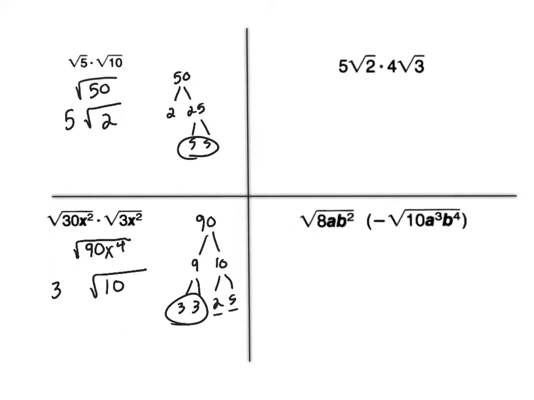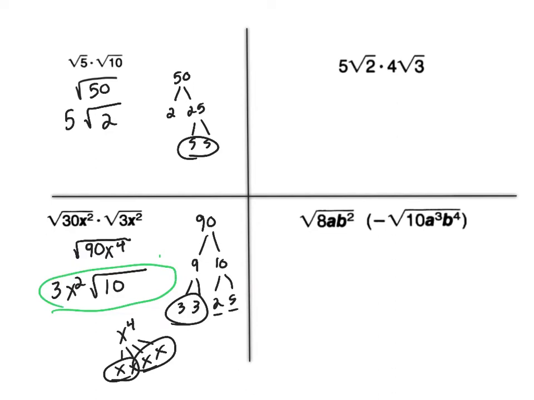Now we have x to the fourth. For the variables, you're doing the exact same thing. You're looking for pairs. How many pairs can I get out of x to the fourth? Well, I know I can get 2 pairs of x's out of x to the fourth, so it'd be x squared. If you're not sure how I got that, x to the fourth is x times itself 4 times. So I have a pair, I have another pair, nothing left over. So I have 3x squared on the outside of the radical. So the answer is 3x squared times the square root of 10.